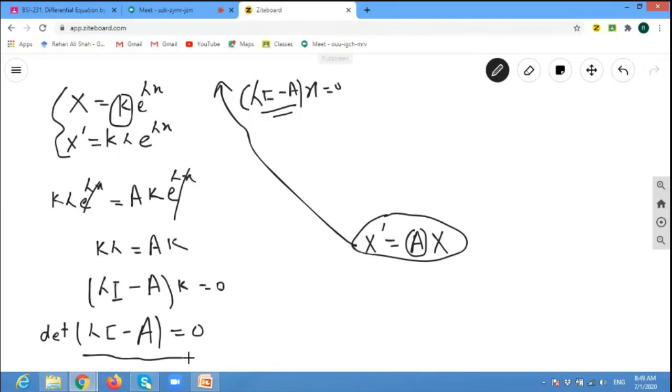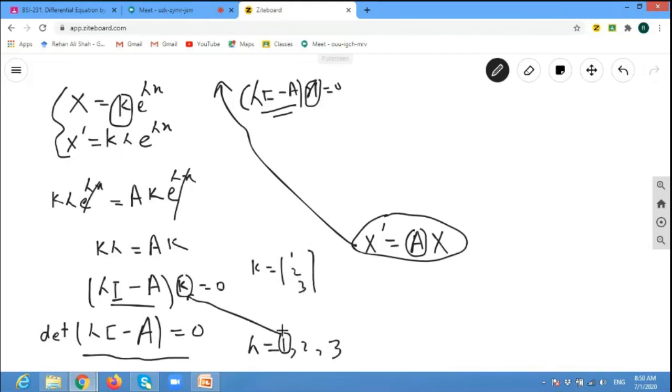So suppose you obtain lambda is equal to 1, lambda is equal to 2, and lambda is equal to 3. Then for each eigenvalue there will be a corresponding eigenvector. So you put the value of lambda is equal to 1 in this equation and you find the values of k. वहां पे आपके पास x फाइंड होता था, x1 x2 x3, यहाँ पे k फाइंड हो जाएगा. Suppose in this case the value of k is 1, 2, 3. This is the eigenvector corresponding to lambda is equal to 1.